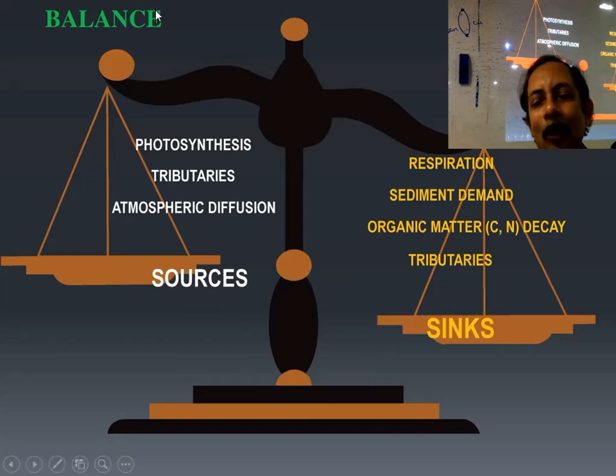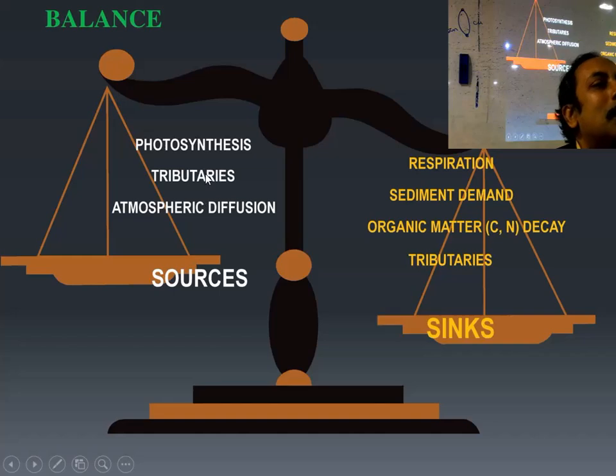Okay, there are a lot of sources and a lot of sinks. A source means oxygen is getting added. One is photosynthesis, then tributaries and atmospheric diffusion. These are the sources. And respiration, sediment demand, and organic matter decay are the sinks.